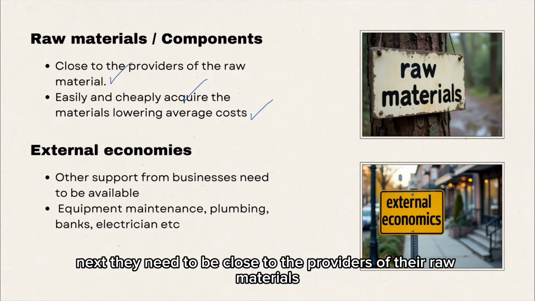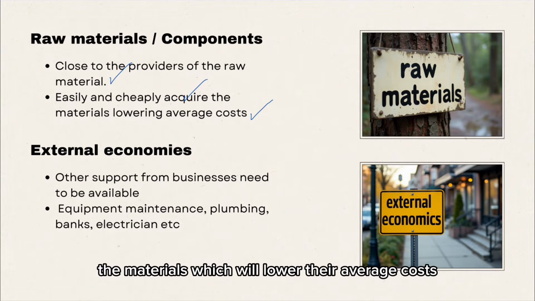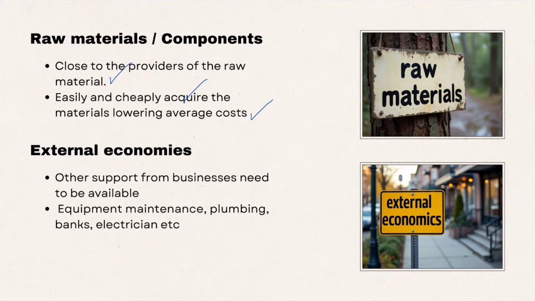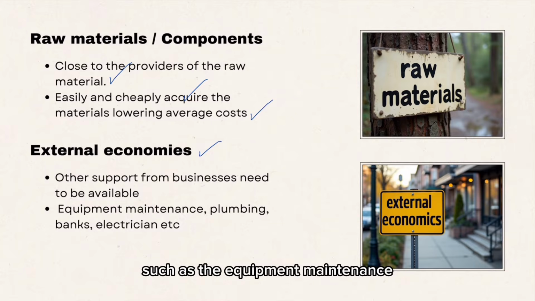Next, they need to be close to the providers of their raw materials. So this will allow the business to easily and cheaply acquire the materials, which will lower their average costs. External economies are there to support the business, such as the equipment maintenance, plumbing, banks, electricians, etc.